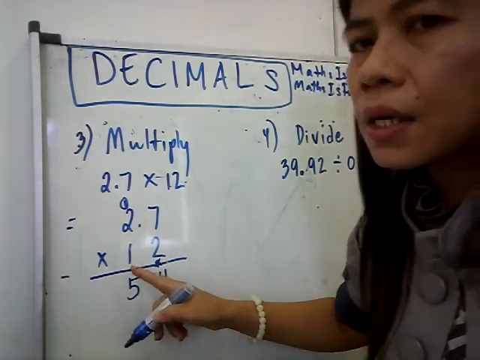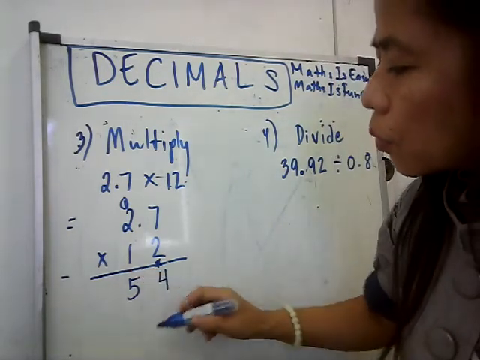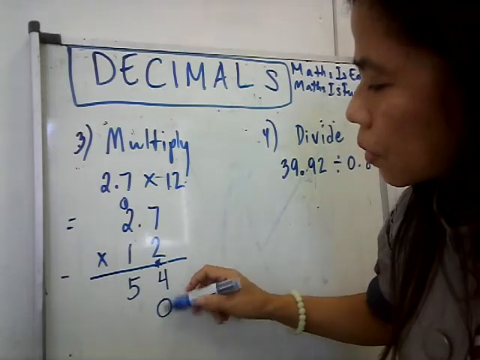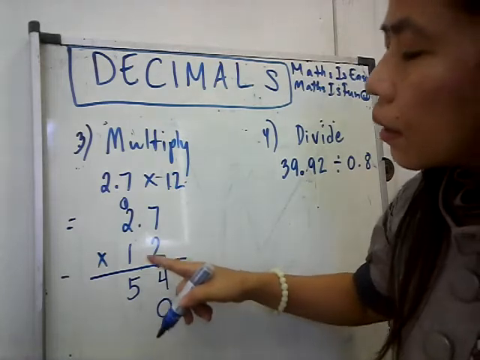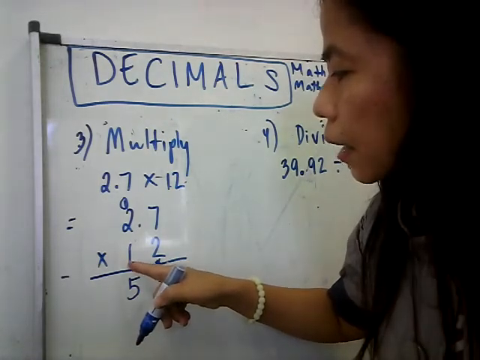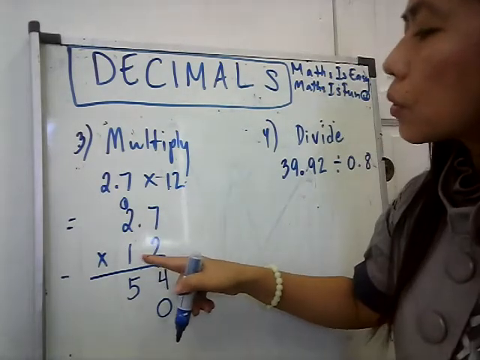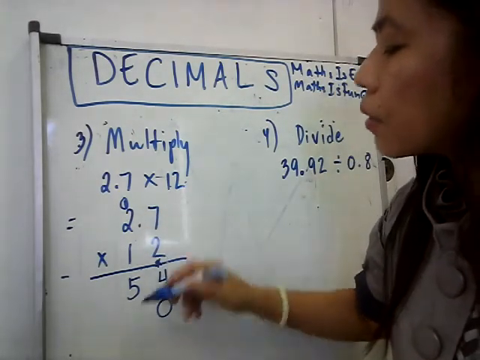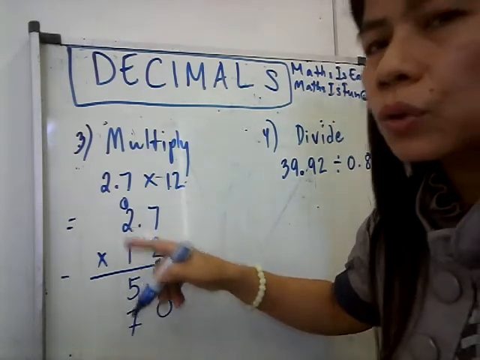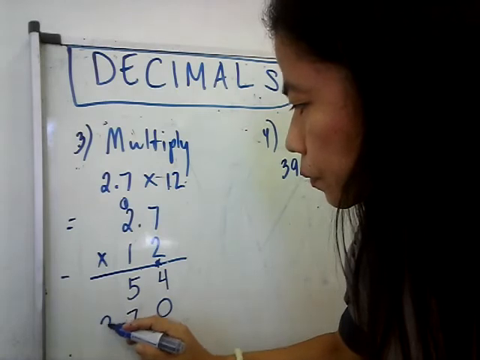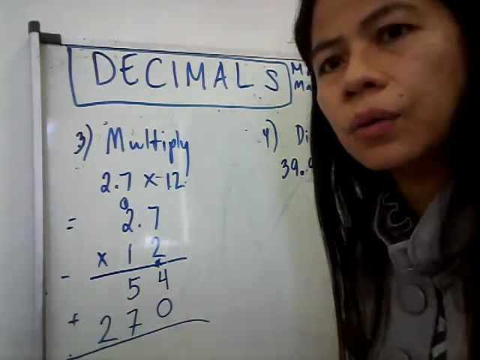Now we continue with the tens digit. Before we multiply, we first write 0 under this one. Then we multiply the tens digit with the 7 and 2. So 1 times 7 is 7. We write it here after the 0. Then 1 times 2 is 2.